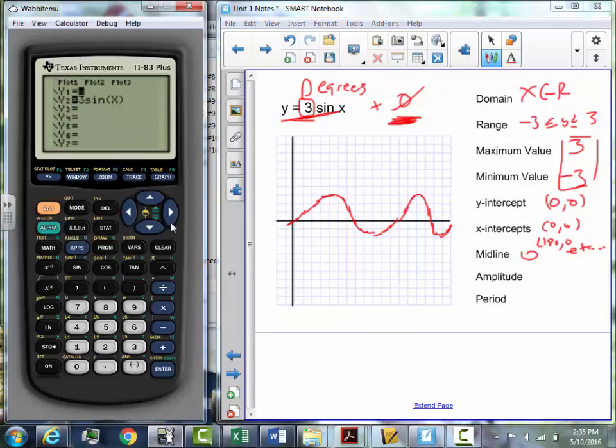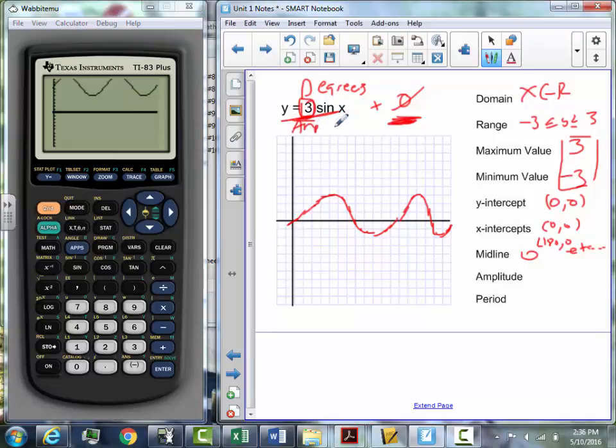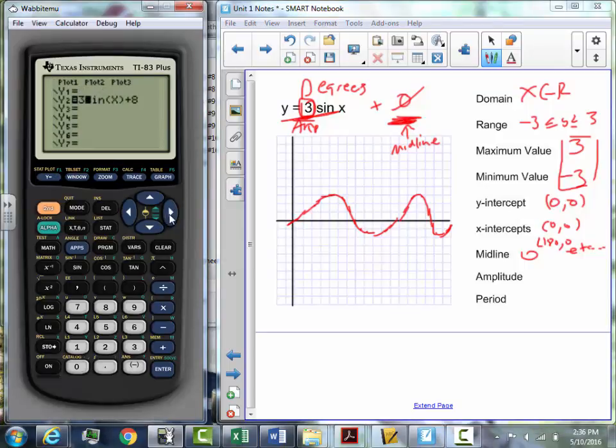Watch, don't change yours, but watch what happens if I do this. Sine x plus 8. The midline is now way up here at 8. Whoa. But your amplitude, or your height, stays the same. Your amplitude is still going up and down by 3, but now the graph is just higher up, that's all. So the number that goes right in front affects your amplitude, and if there's a constant term afterwards, it affects your midline. We'll see that more in future examples, but that's why it's right at 0: there's a plus 0 on our graph here.